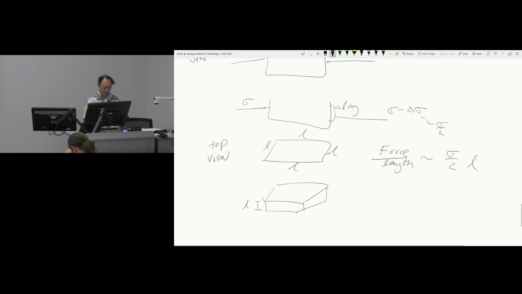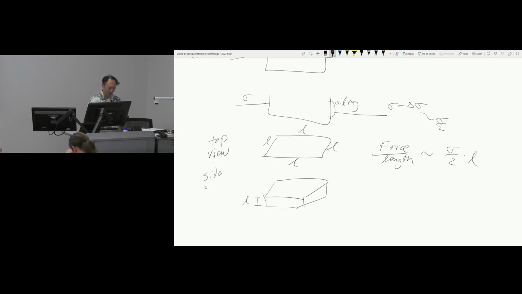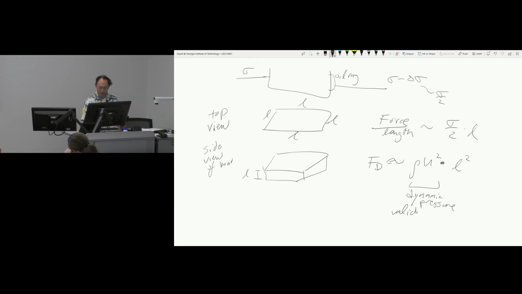And for the drag force, you can do something like this: this is another side view of the boat. You consider your boat to have a height L2, then the drag force is going to scale as rho u squared times L squared. This is called the dynamic pressure, valid for a bluff body. Fluid is going to go around your boat like this, and there's going to be higher pressure in front. That gives you the drag, and you balance the drag force and the surface tension force.